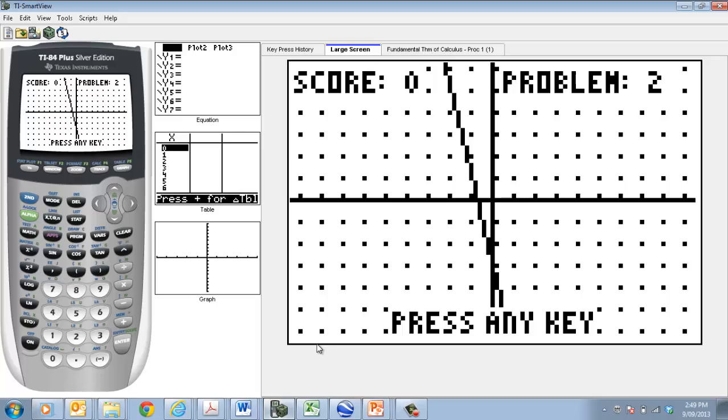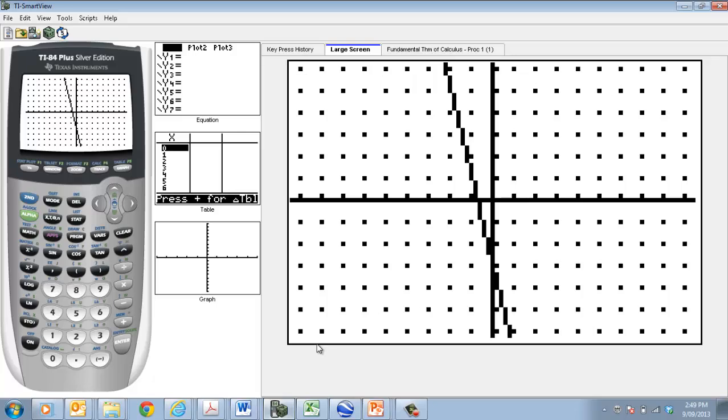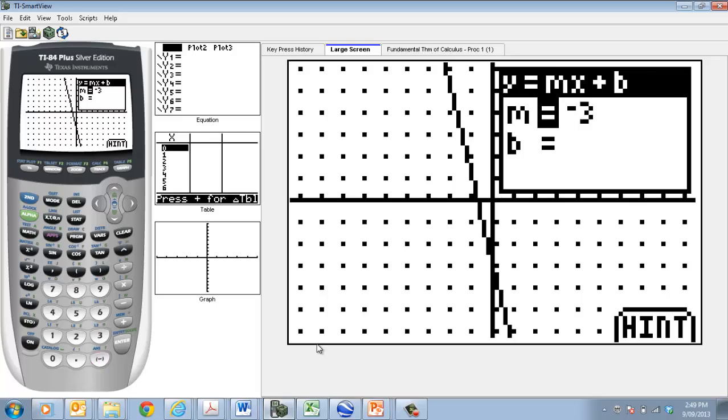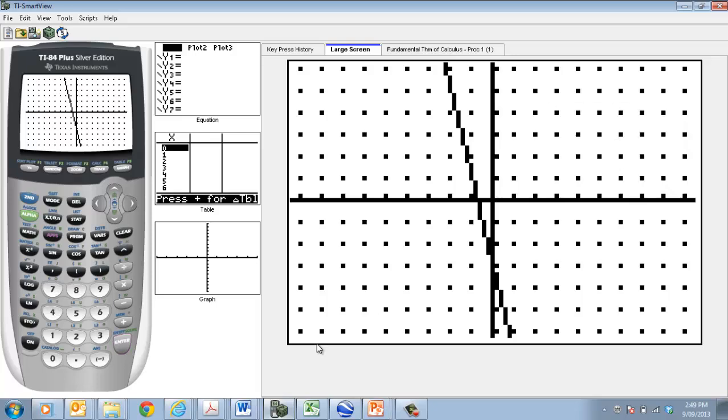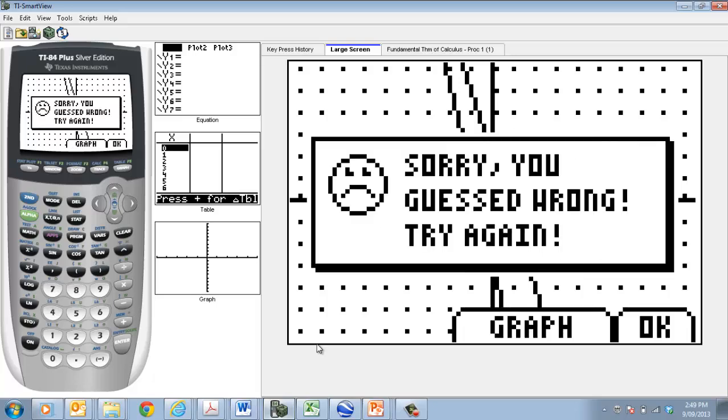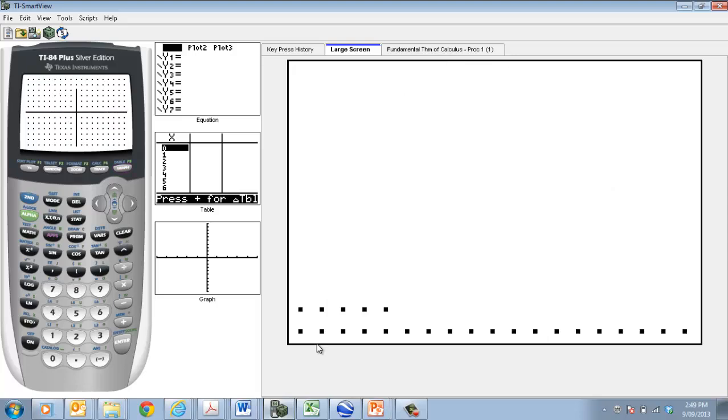So, alright, let's see if we can get this one right this time. So I think it's got a slope of say -3 and it goes through -3. So let's go anything. Let's just stuff it up so we don't get it right first time. So let's go -3, scroll down and go through 2, and then graph it. Oh, I've got both of those wrong again.